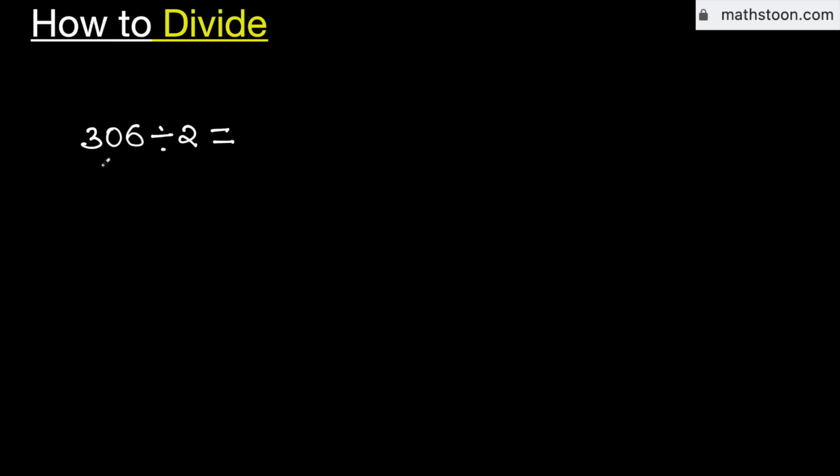Let's learn how to divide 306 by 2 using the long division method. Consider the first digit 3. We know that 2 times 1 is equal to 2. Subtract, we get 1. Now this 1 is less than 2.